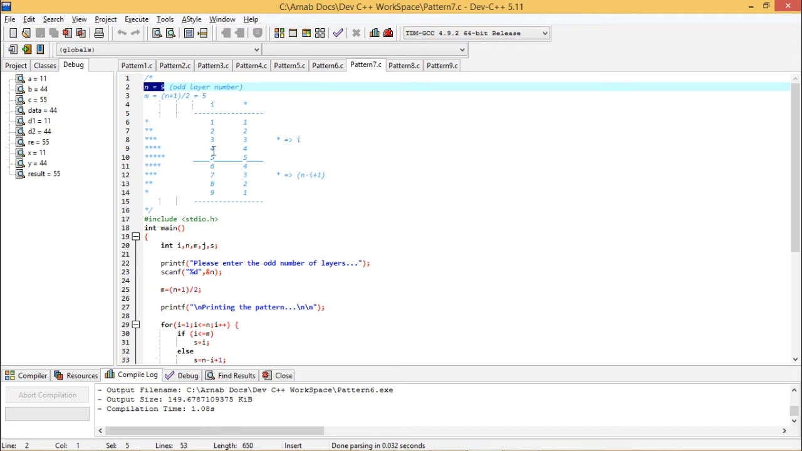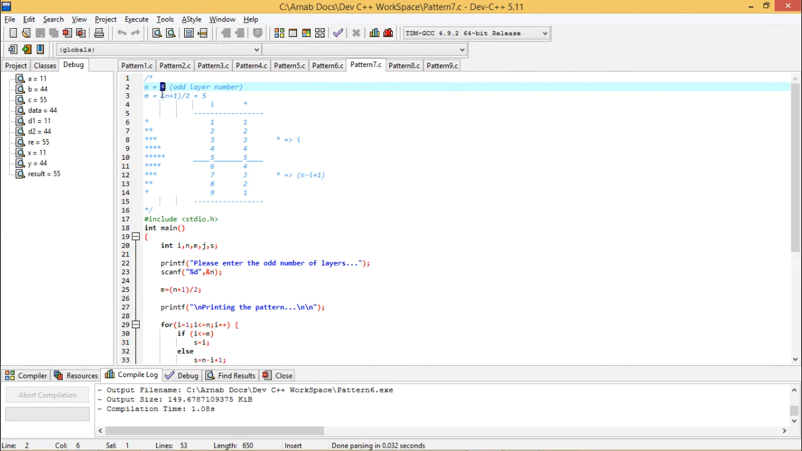Now see, I is increasing throughout, but the star count is increasing at first, then decreasing. So I cannot have the same logic throughout these values for star. I should have one logic in the upper half and a separate logic in the lower half of this tracing table. After 5 the number of stars decreases, and from 1 to 5 the number of stars increases. How to get 5 from n? That is, how to get 5 from 9?